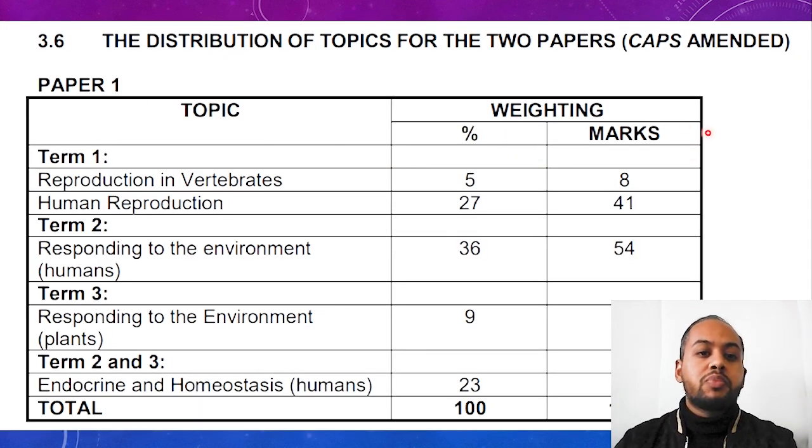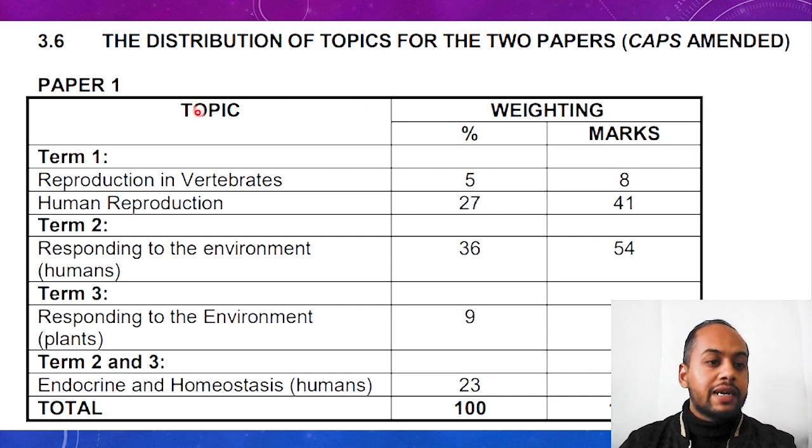If we have a look at the distribution of topics for each of the 2 papers that you are going to be writing this year, firstly paper 1. These are the topics that will be covered in paper 1. This is the weighting for each topic in terms of percentage as well as the mark allocated to each specific topic. So I'm going to go through it with you now. Firstly, you will have reproduction in vertebrates, roughly 8 marks allocated to that. Human reproduction, roughly 41 marks.